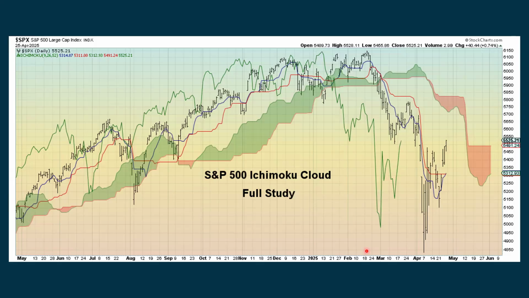Then we look at different support and resistance levels. This is an Ichimoku cloud, which is really just a series of moving averages that are then shifted forward. And sometimes they provide support or resistance.